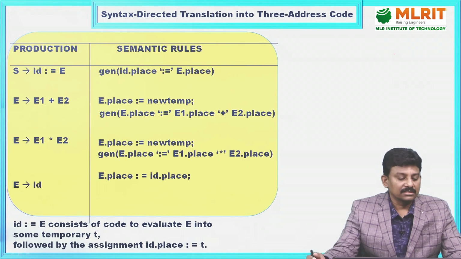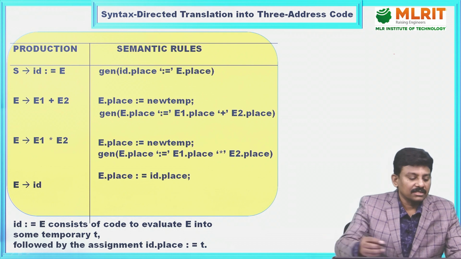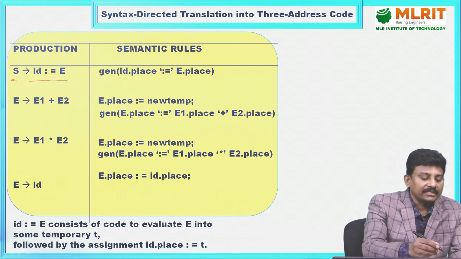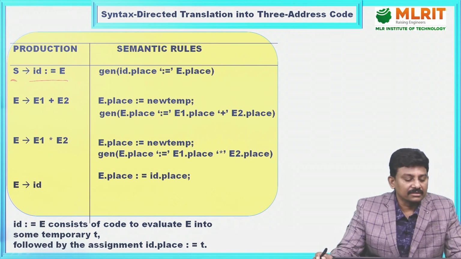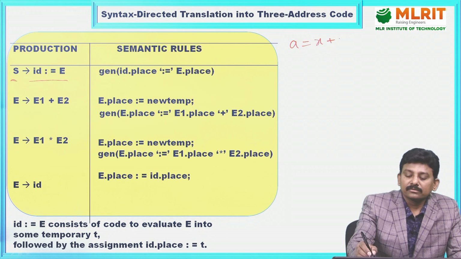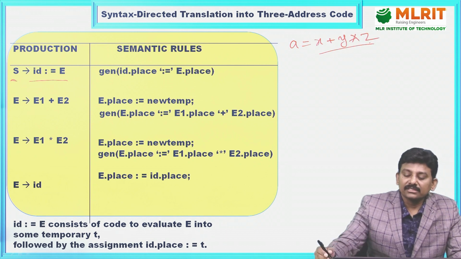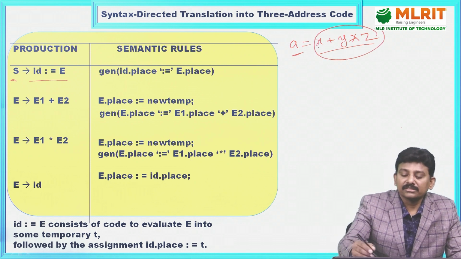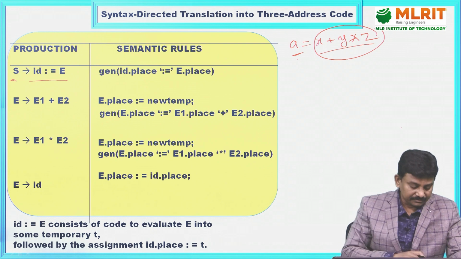Here the SDT, Syntax Directed Translation, is: S derives ID = E, where S indicates the statement containing an identifier equals E. For example, A = X + Y * Z. It is an expression, E, and ID is an identifier. So the value of this expression is assigned to identifier A.